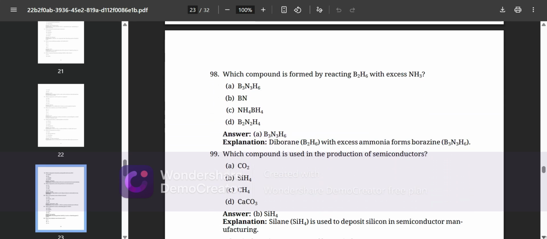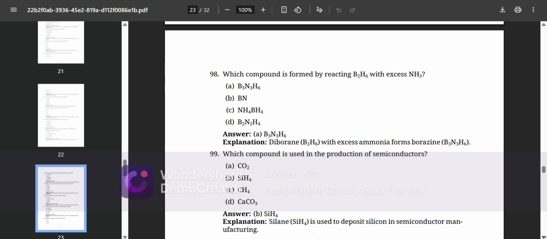Which compound is formed by reacting B2H6 with excess NH3? B3N3H6. Diborane B2H6 with excess ammonia forms borazine, B3N3H6.